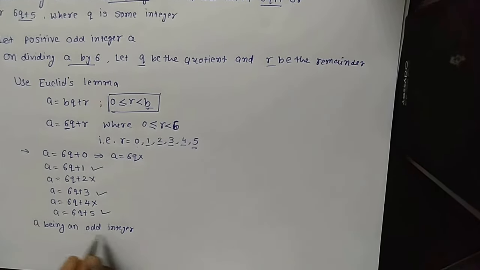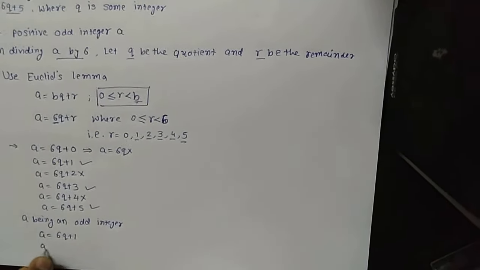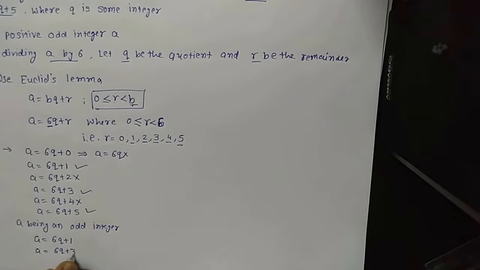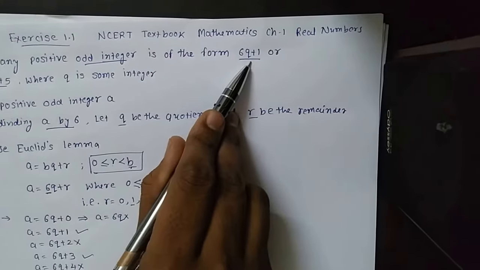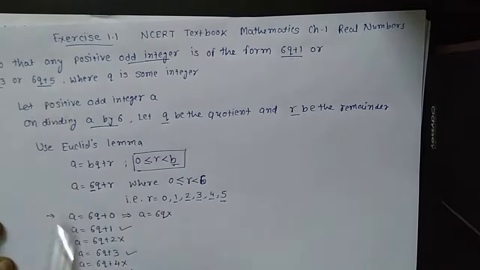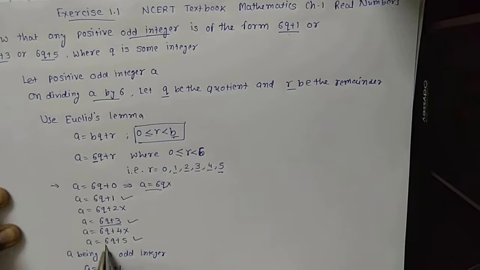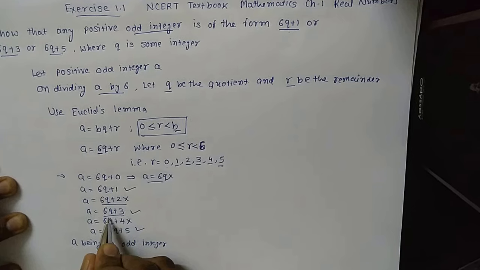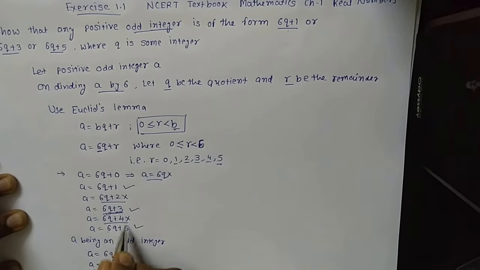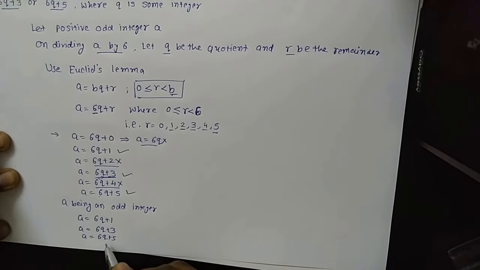So I can say that a being an odd integer, a is equal to 6q plus 1, a is equal to 6q plus 3 and a is equal to 6q plus 5. This shows that any positive odd integer is of the form 6q plus 1, 6q plus 3 or 6q plus 5. We have eliminated the even values: a is equal to 6q, a is equal to 6q plus 2 and a is equal to 6q plus 4. So these three values remain: a is equal to 6q plus 1, 6q plus 3 and 6q plus 5.